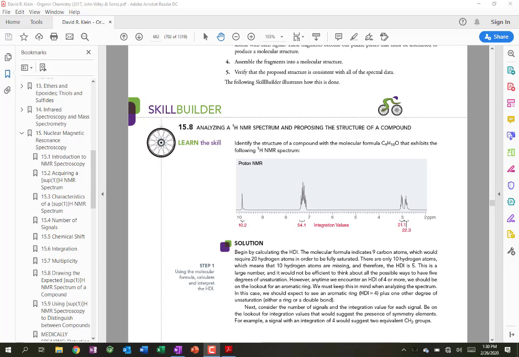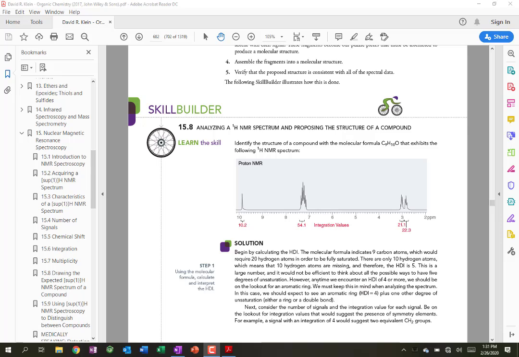All right, so for our review session, I wanted to go over Skill Builder 15.8. It's one of the ones that students tend to struggle with a bit more. So the first thing they tell you to do when they give you a proton NMR spectrum is to begin by calculating the HDI. I always tell students start with the easiest stuff and then work your way to the hardest stuff. HDI is easy. So always remember to do your HDI.